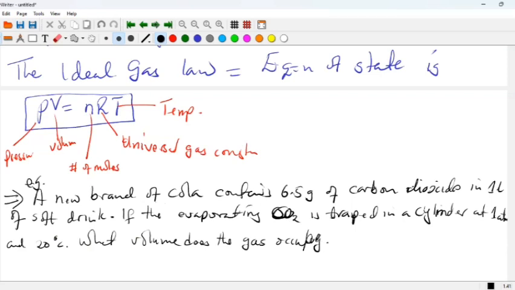So I want you to do this by yourself and find the new volume that the gas will occupy. You will need to convert to the number of moles. You need to find the number of moles present in the carbon dioxide for you to be able to use this equation that we have developed here.